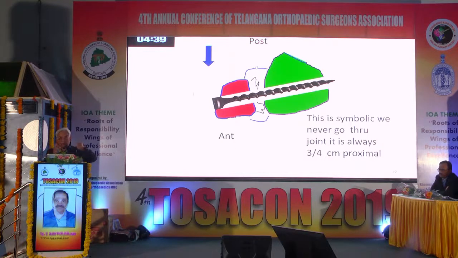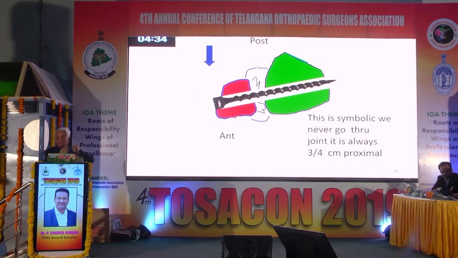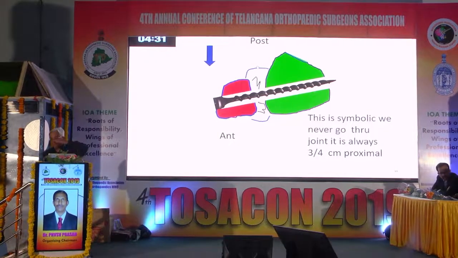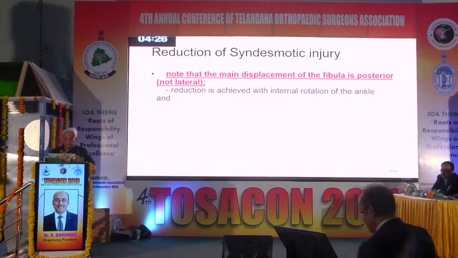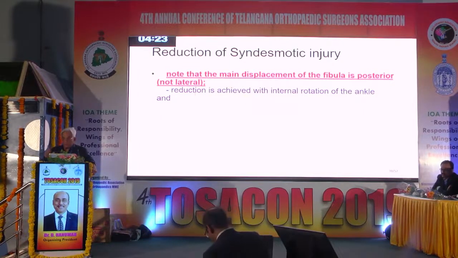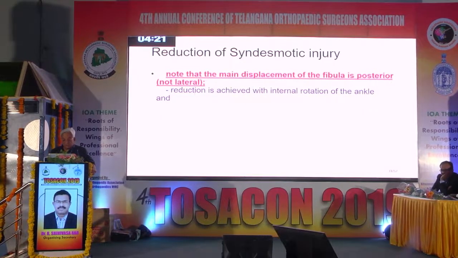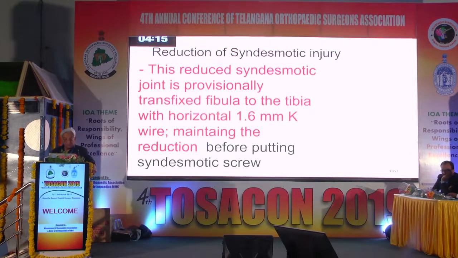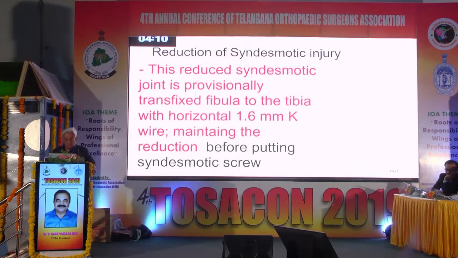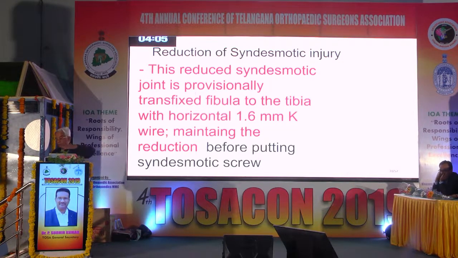So now what we have done is we have reduced the joint. We have reduced the fibula to the tibia properly, and then in the anatomical position, we have fixed it. So reduction is done, noting that the main displacement of the fibula is posterior and not lateral. Reduction is achieved with internal rotation of the ankle and manual translation of the fibula anteriorly. This reduced syndesmotic joint is provisionally transfixed, fibula to the tibia, with a horizontal K-wire, maintaining the reduction. Now you can put in the screw to neutralize it. Otherwise, it's going to go back.